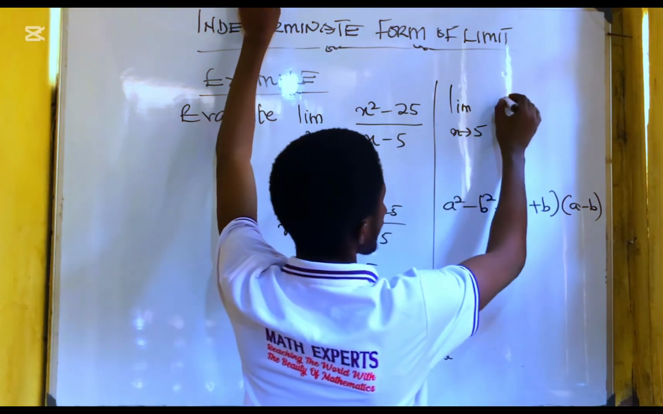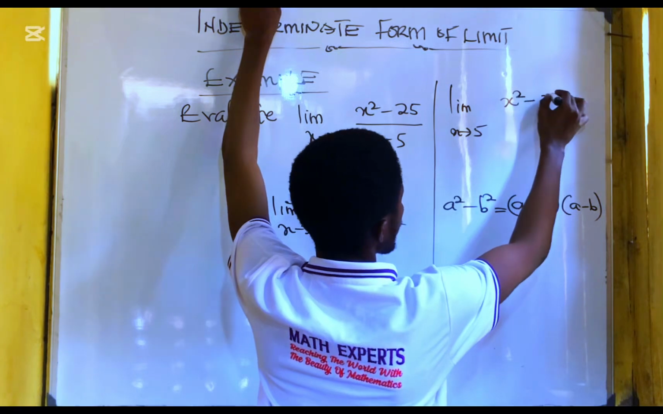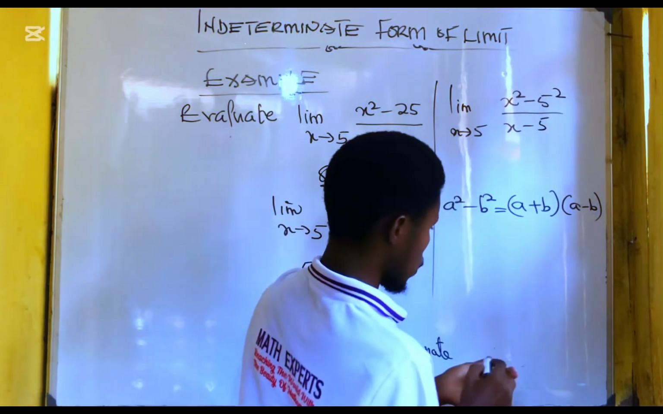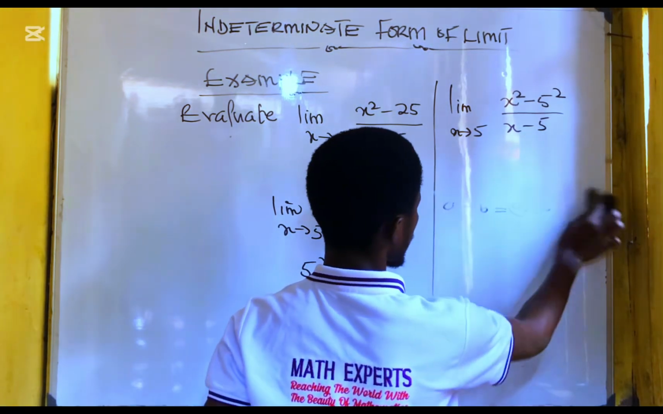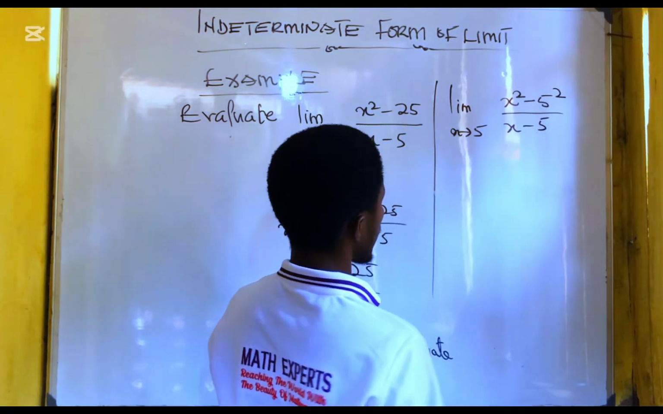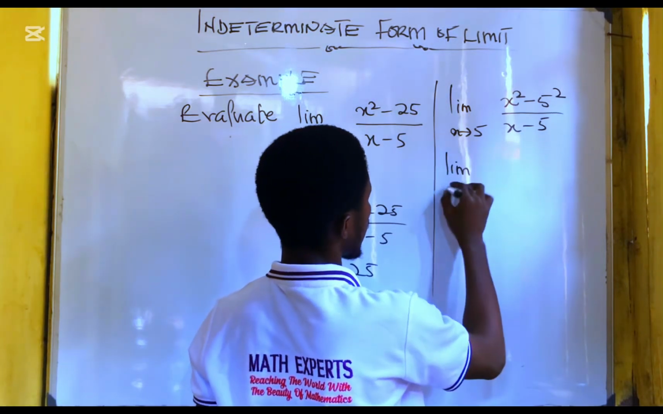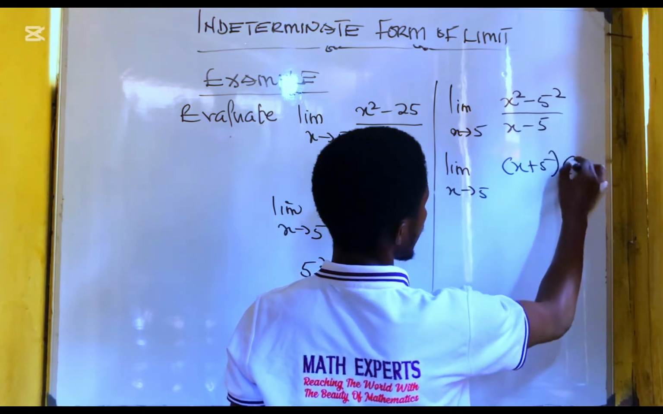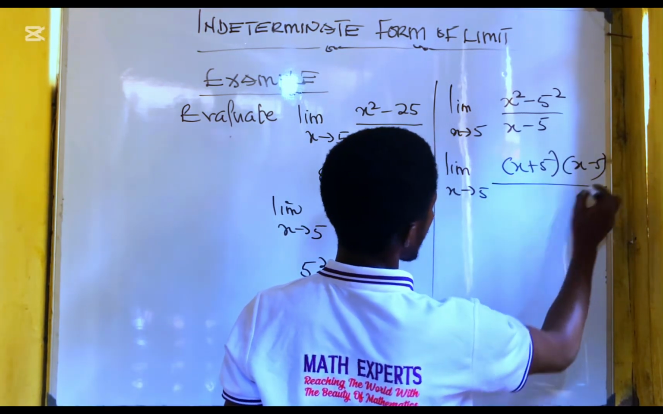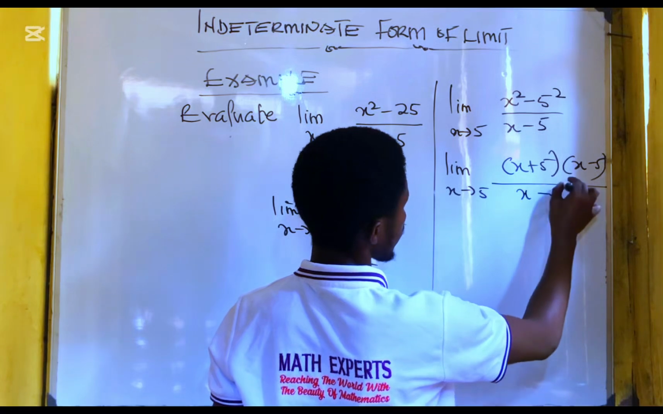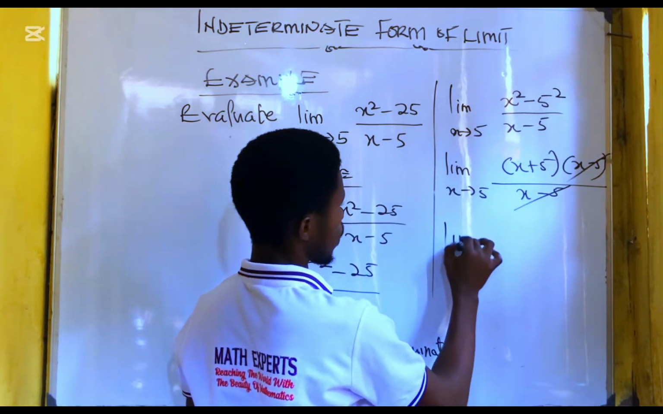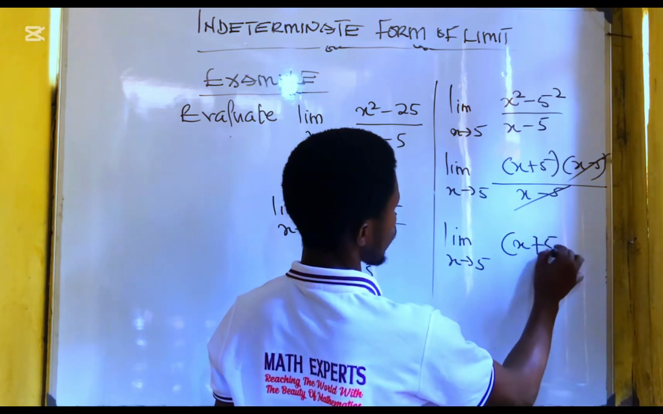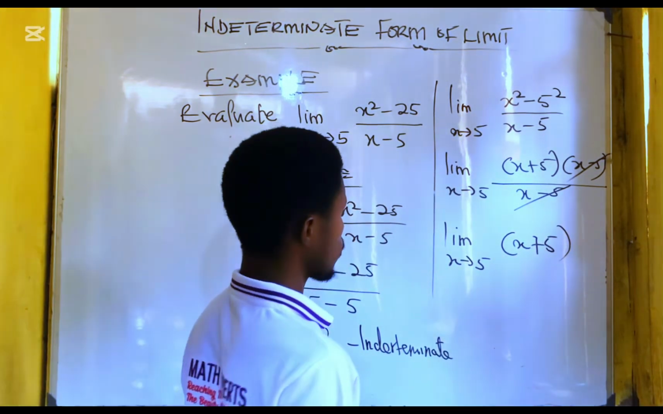So this one, I can also write as x squared minus 5 squared, all divided by x minus 5. By applying the law, we are going to have the limit as x approaches 5 of x plus 5, x minus 5, all divided by x minus 5. So this will cancel this, and I have the limit as x approaches 5 of x plus 5. Is that okay? So this is what we have.